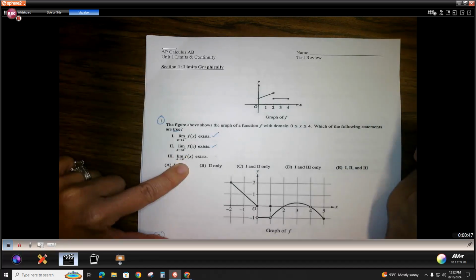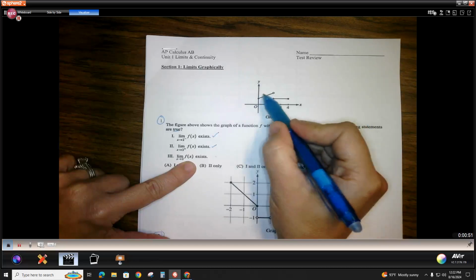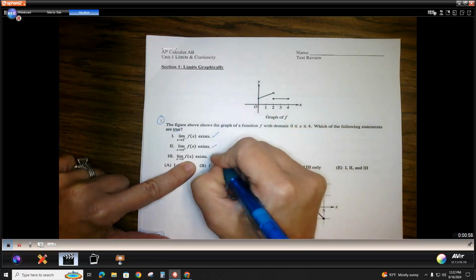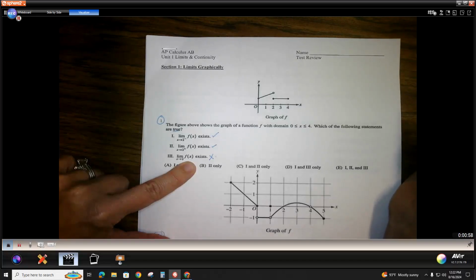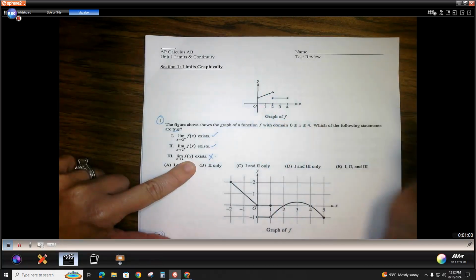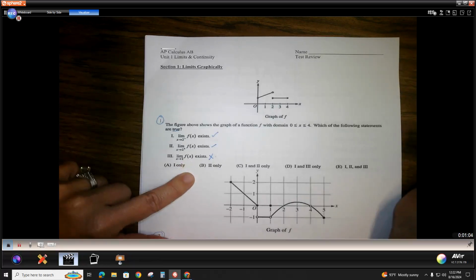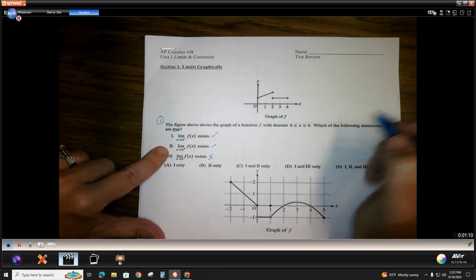The limit as x approaches 2 of f of x exists. Well, because we can see whatever this left number is and this right number would not be the same, the limit at 2 would not exist. From the left and the right, we could get a number, but not for the actual value of 2. So our correct answer would be the ones which are true, 1 and 2. C.